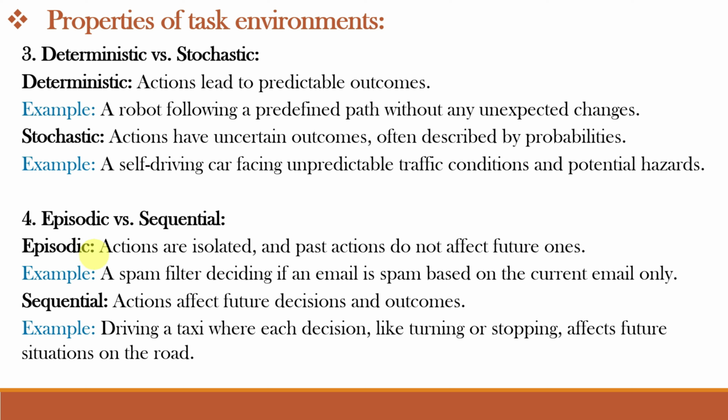The example of episodic task environment is a spam filter deciding if an email is spam based on the current email only, right? Because different emails may be spam or may not be spam, right? Whereas the example of sequential task environment is driving a taxi, where each decision like turning or stopping affects future situations on the road. Okay, so if the taxi stops, another taxi will have to stop also, right?